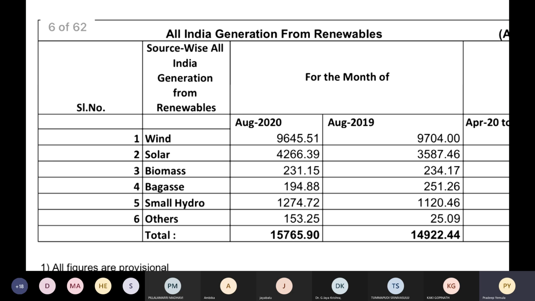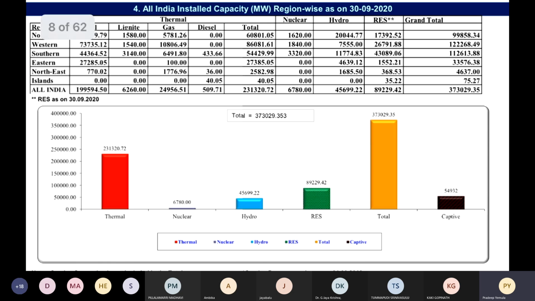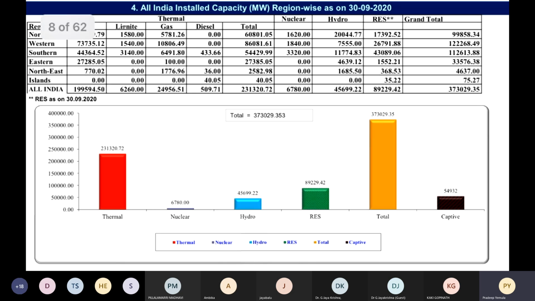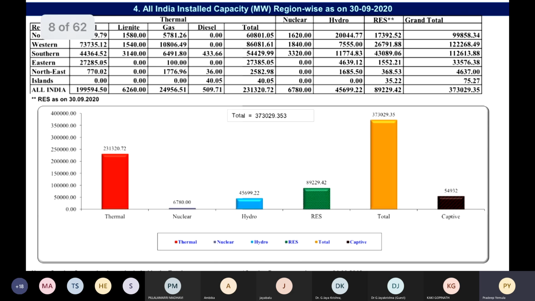So percentage wise, if you want to know what is the renewable percentage, let me just quickly calculate that. 89 divided by 373 we have to do. If I do that, I'll get the renewable installed capacity of 23.8%. So 23.8% is renewable capacity, whereas the actual renewable generation is only 10%. Again, as I mentioned, that gap is expected because of the intermittent nature of renewable energy.